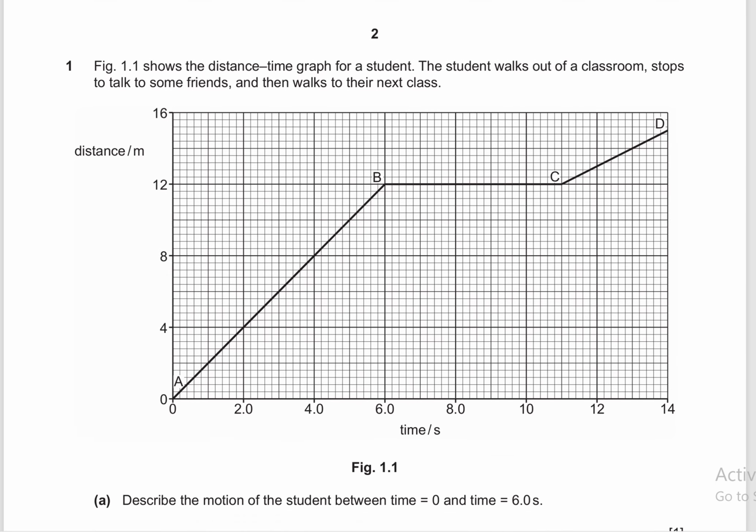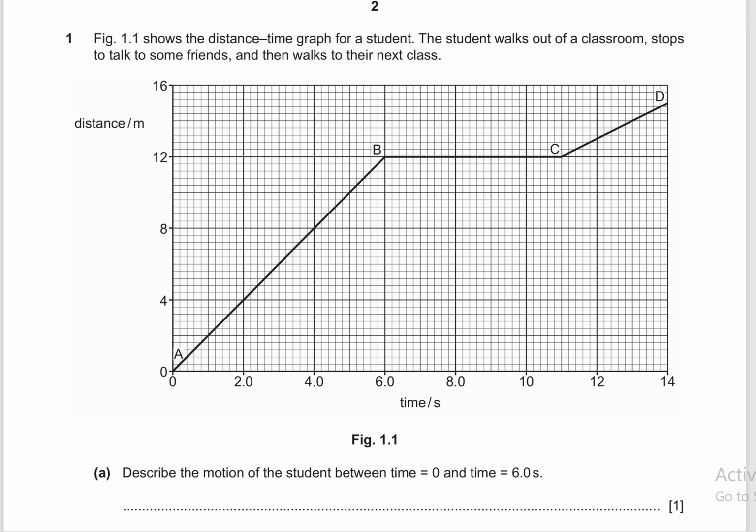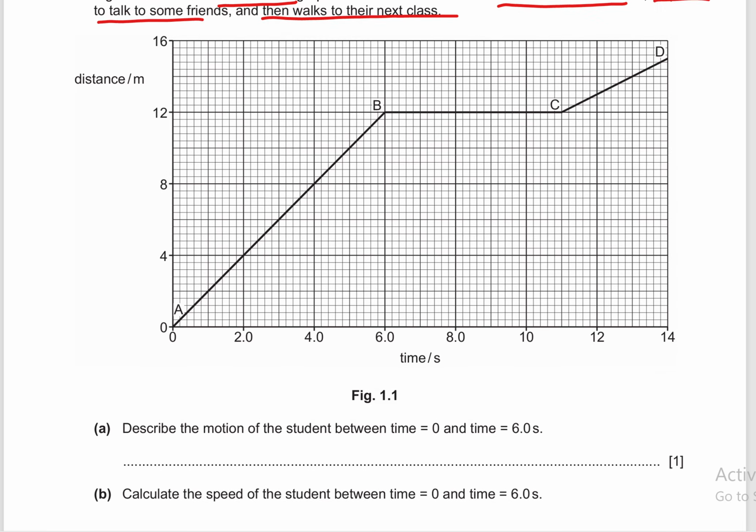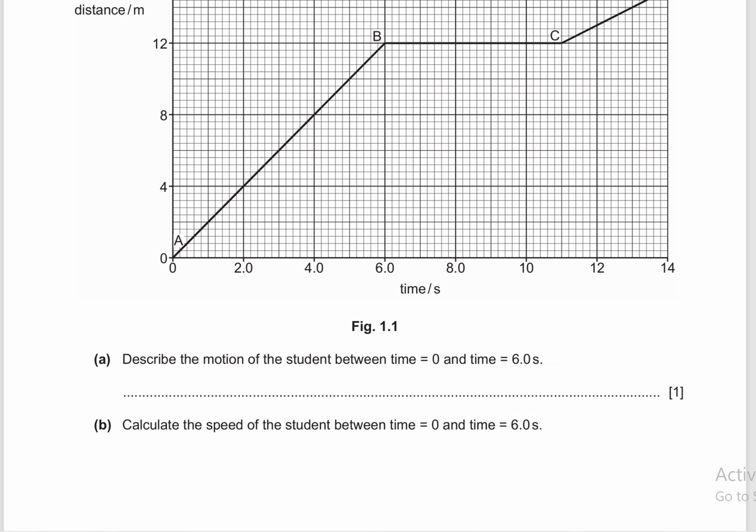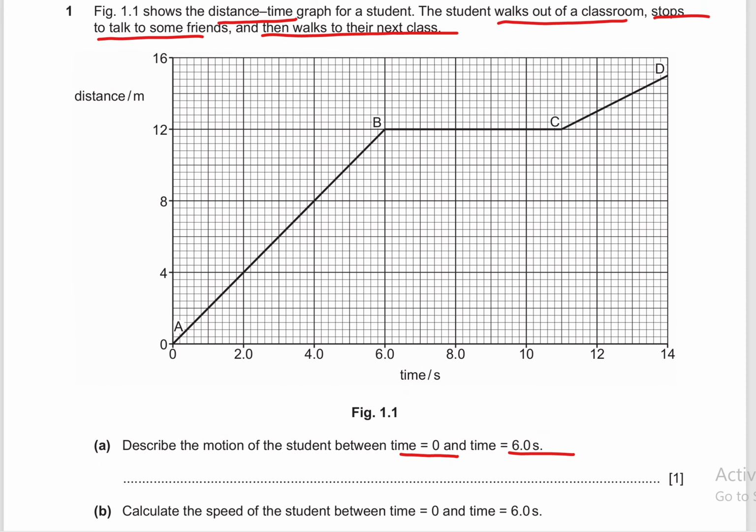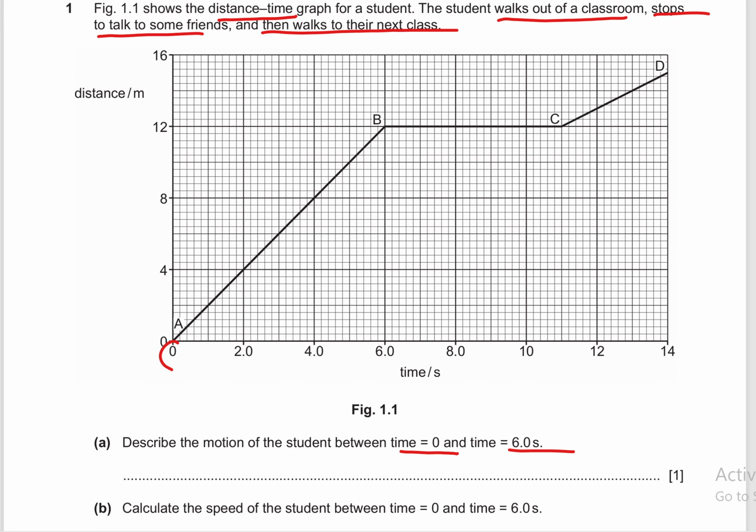It says figure 1.1 shows the distance time graph for a student. The student walks out of a classroom, stops to talk to some friends, and then walks to their next class. In part A, they say describe the motion of the student between time 0 and time 6. They want the motion between time 0 and time 6 here.